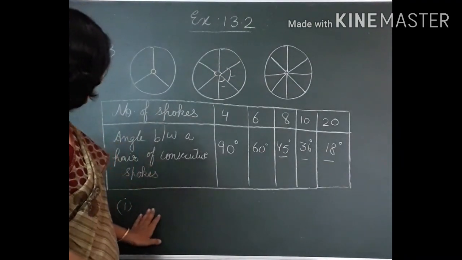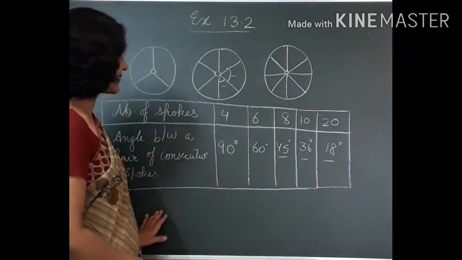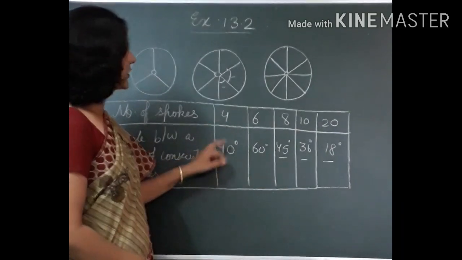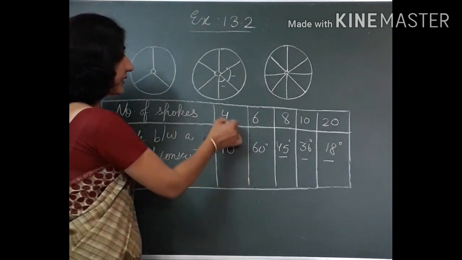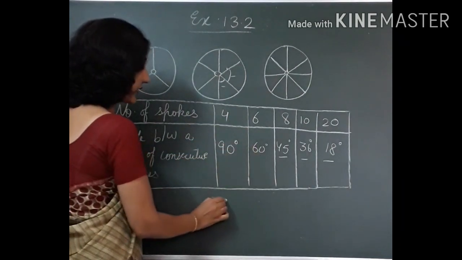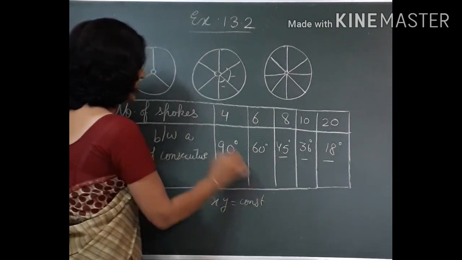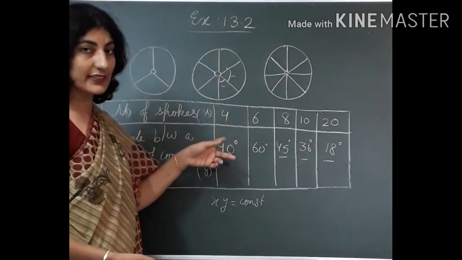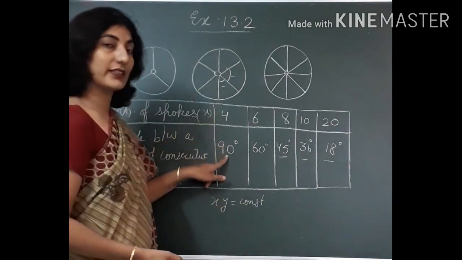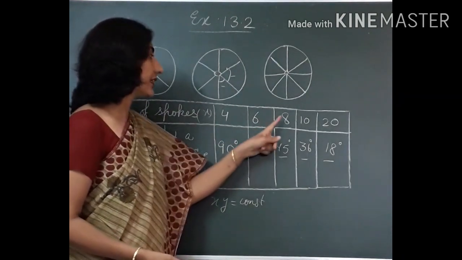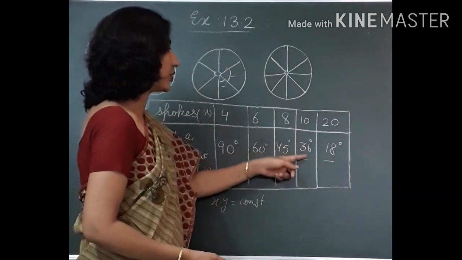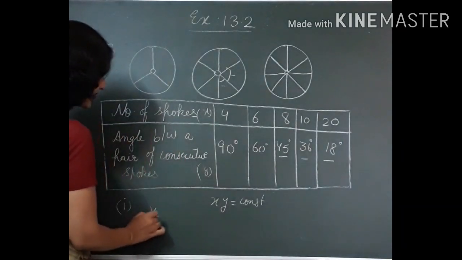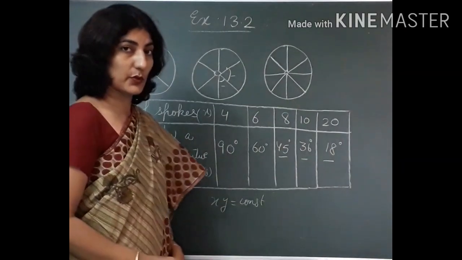Now the first part is, in this question, if you turn the page, are the angles and the number of spokes in inverse proportion to each other? So how will we check this? We will do the product of these two quantities, 90 into 4, 360. That is xy. If this is x, number of spokes, and angle between spokes is y, their product should be constant, then it will be said it is in inverse proportion. So when you multiply this, you get 360, 6 into 60 again 360, 8 into 45 again 360, 10 into 36 again 360, and 20 into 18 again 360. So in the first part you will write yes, it is a case of inverse proportion.